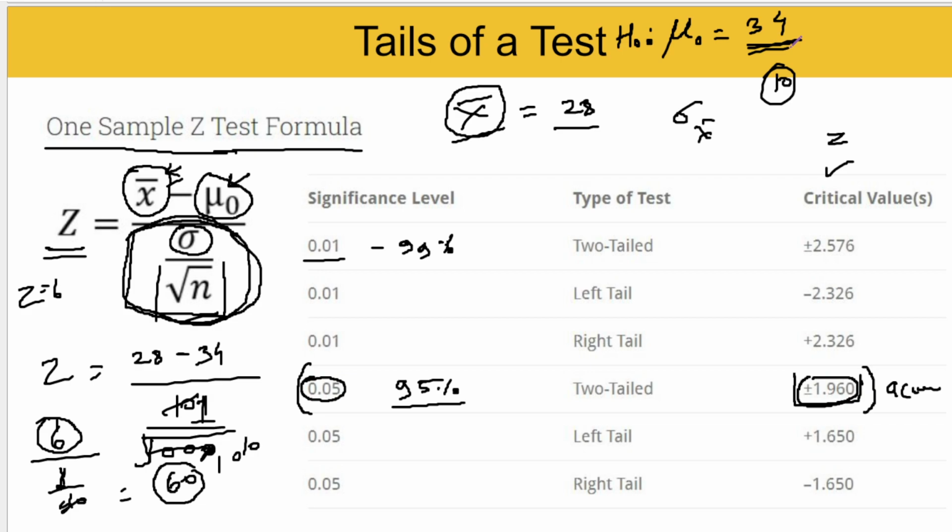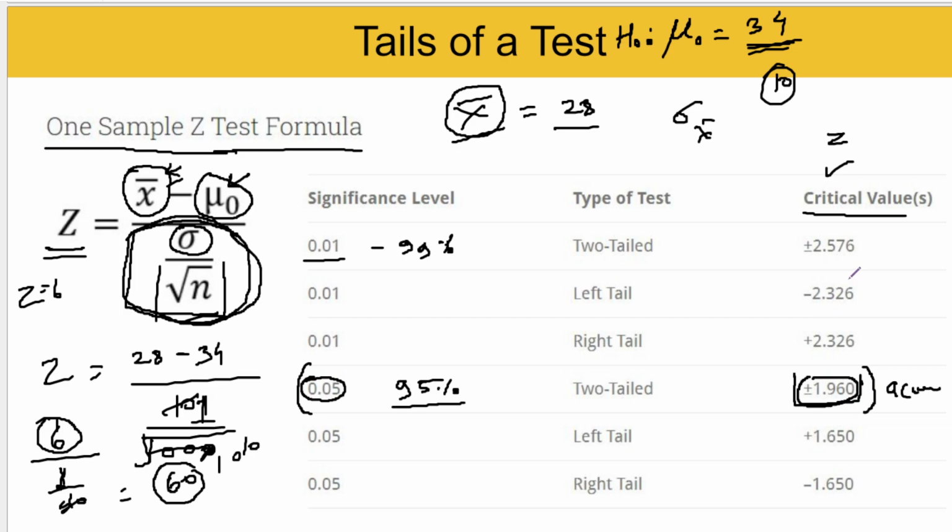Bhaiya, after 6, can you repeat? After finding the value 6, what next? Z is equal to 6. Yes sir. After finding the value 6, I will check the critical value.